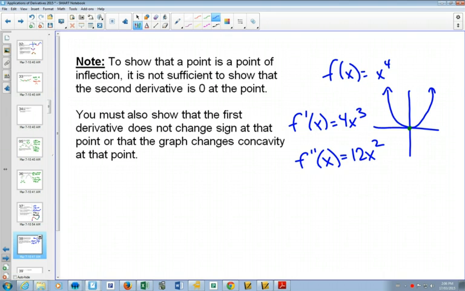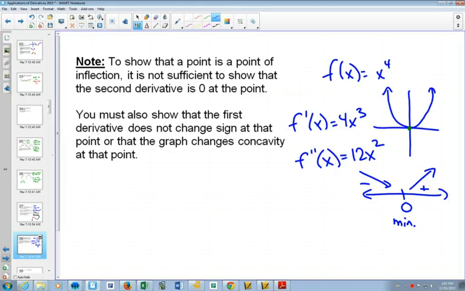So this note is saying it's not enough to show that the second derivative is 0. You must also show that the first derivative does not change sign at that point. So on this one, after our first derivative, if I put in 0, I would notice that it's going down because it's negative to begin with. It's decreasing, and then increasing after. Because it's changing at this point, we know that this is a minimum point.